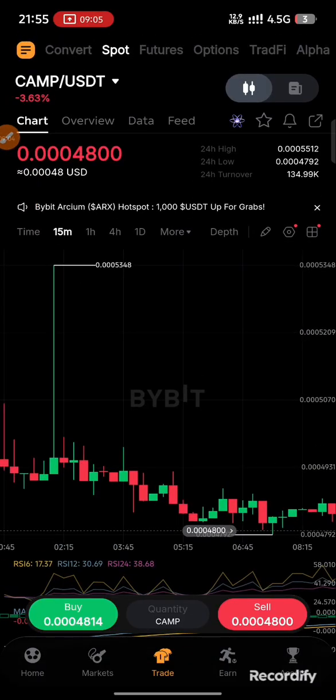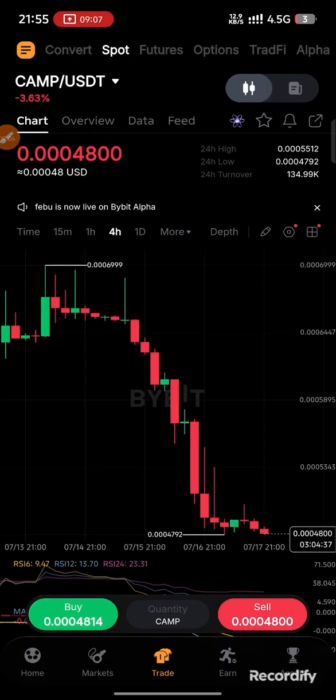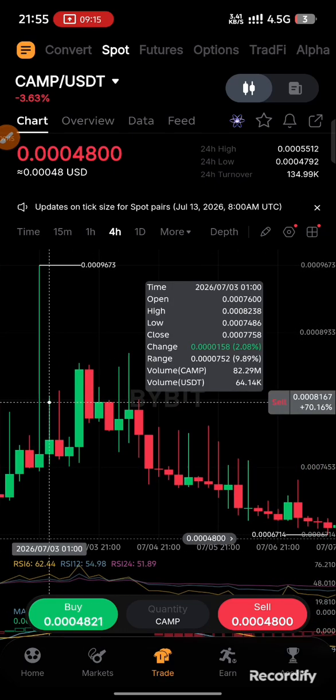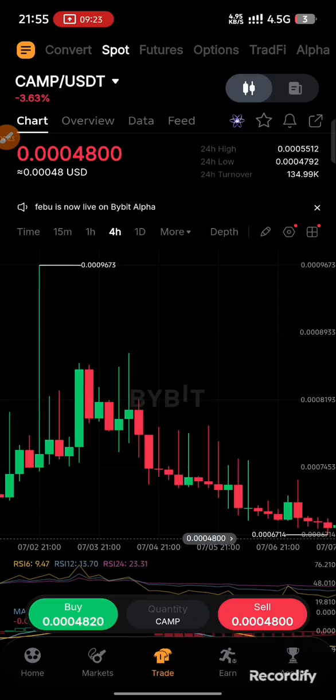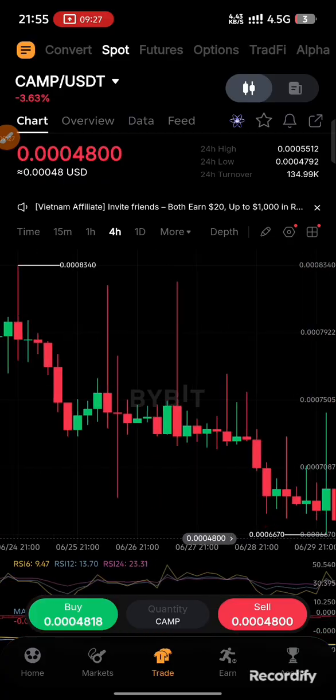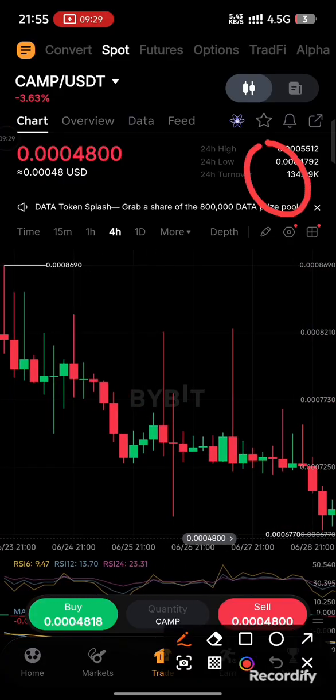Okay, now let's look at it on 4 hours as well. How has it been doing? This has actually been declining for the past 12 days, or roughly 15 days. For the past 2 weeks, it has been declining. So what will be its fate in the nearest time? You can see the trading also has reduced. The 24-hour turnover has reduced drastically.